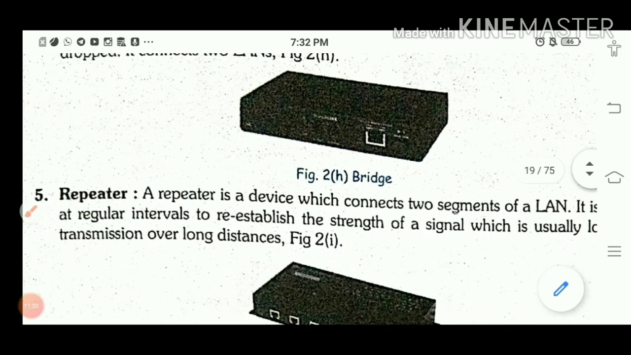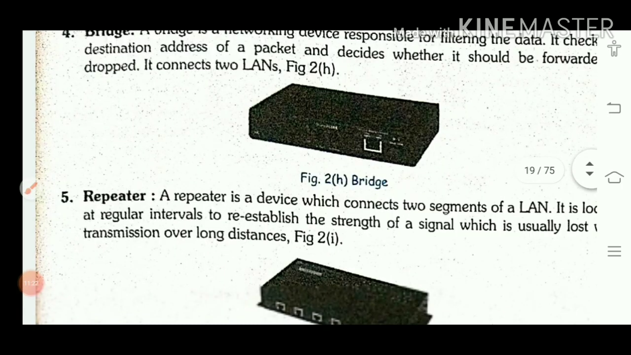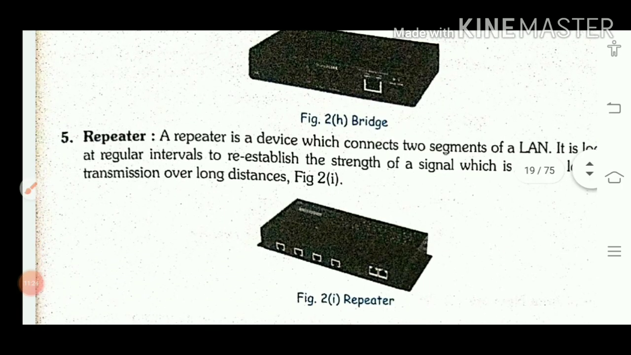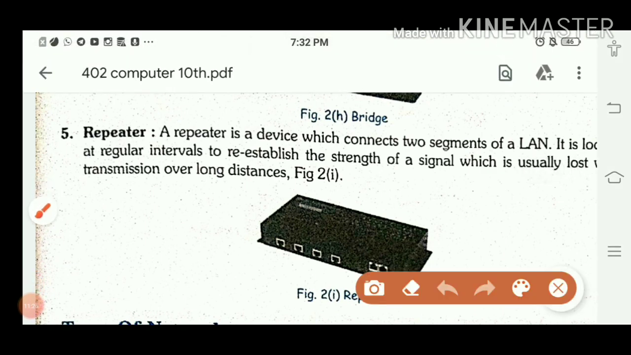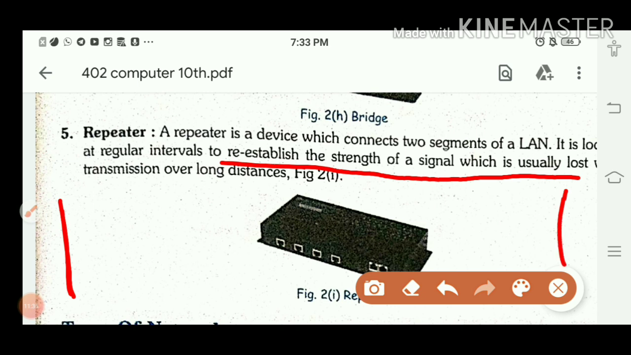Next one is the repeater. What is the function of a repeater? Its function is to reestablish the signal strength when the signal has lost its strength, when data travels a very long distance. You have all seen mobile phones. Sometimes we are making a call and, due to a signal problem, our voice is not clear. So this is the function of a repeater.